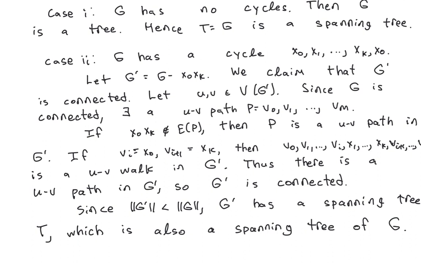So now we have the opposite consideration. Suppose that your graph has a cycle. We'll let x0, x1 through xk be the vertices on the cycle. Then we're going to look at what happens when I take my graph and I remove one of the edges from the cycle. The claim is that this new smaller graph is still connected. It also happens to have fewer edges, so if we can show that, then we can apply induction.